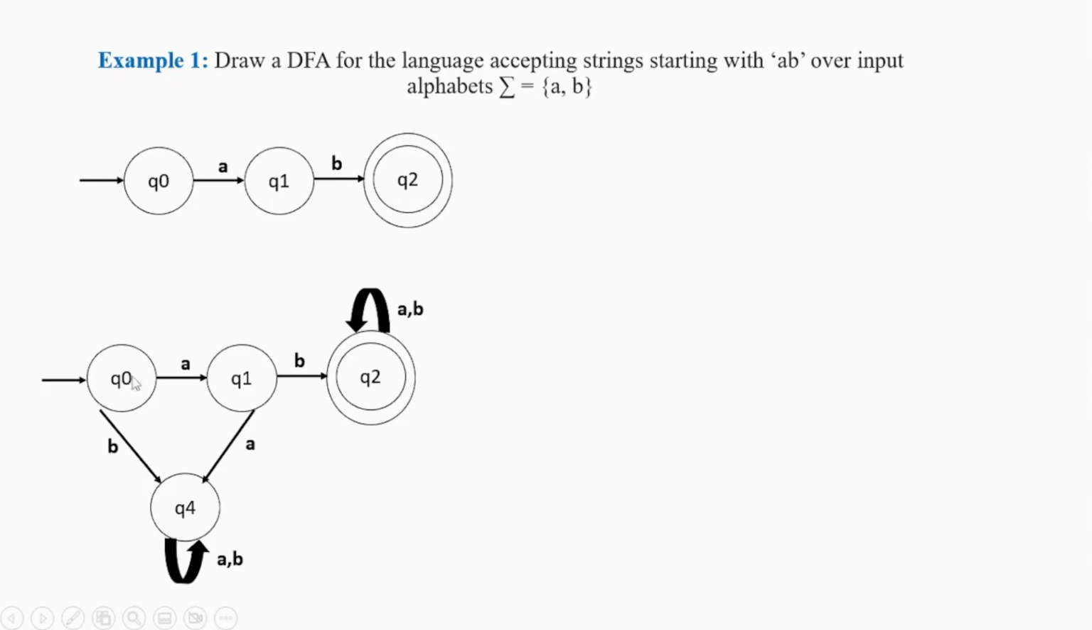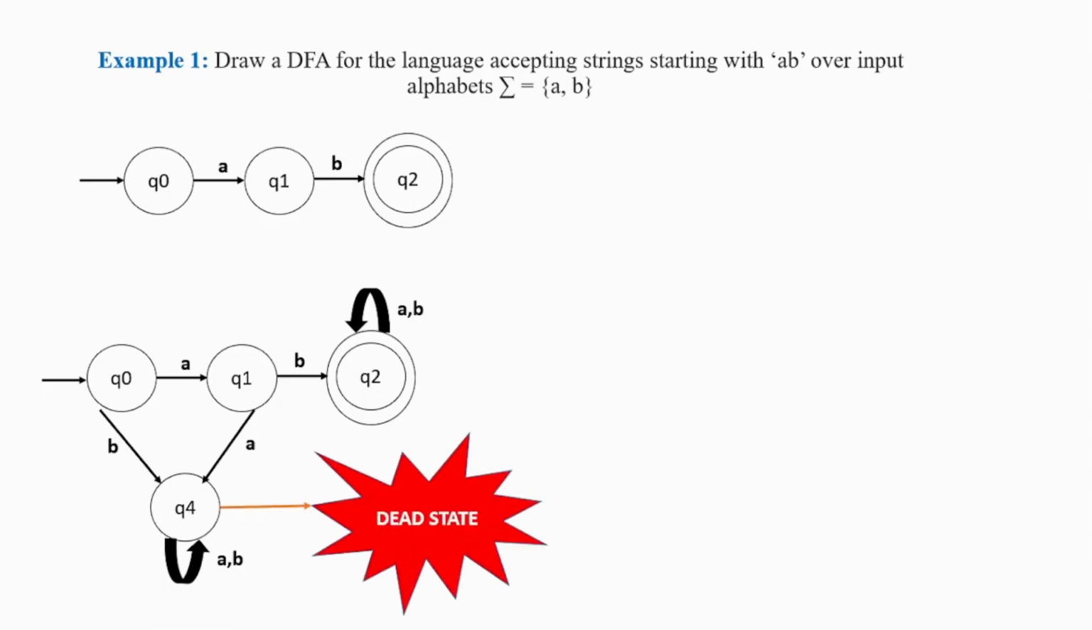So only if it sees A, B, it will enter into the final state. If the first alphabet is B, then it will not enter into the final state. It will enter into the dead state. Here we call this a dead state because once it enters into the state, there is no way of reaching the final state. It will remain in the non-final state. There is no way of reaching the final state. So we call this a dead state. So it will enter into the dead state, right?